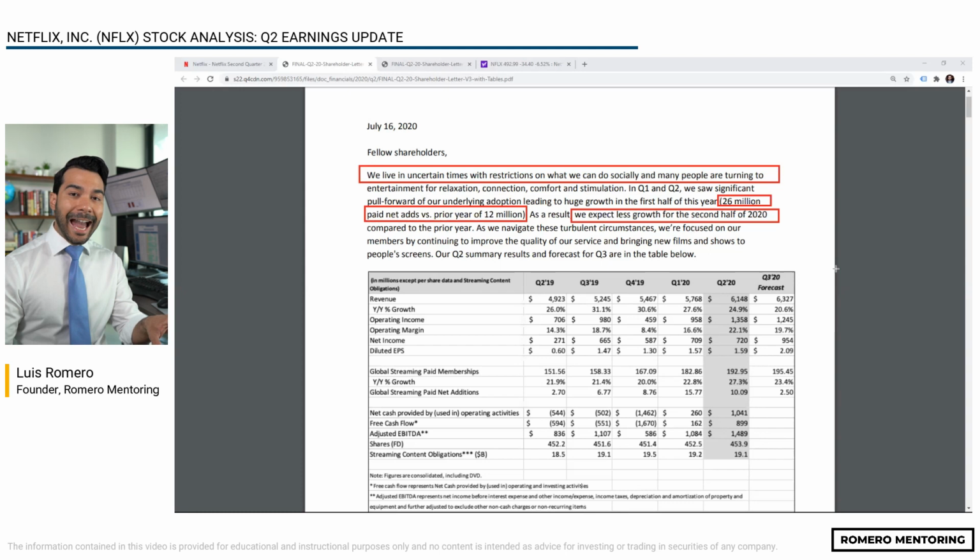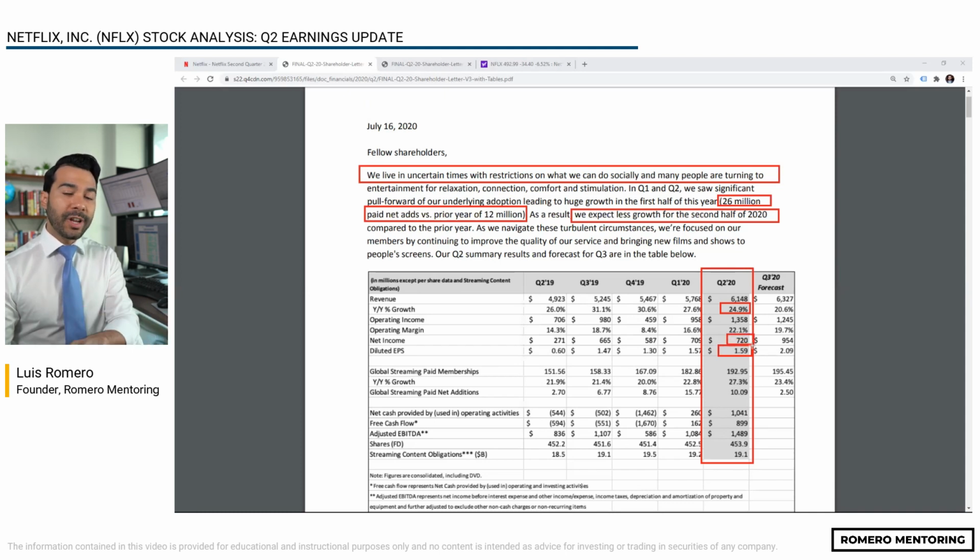But when we look at the actual results, here's what they reported in Q2, right? They're nice enough to highlight it and give it to us. Year-over-year revenue growth, 24.9%, okay. You can see here their earnings per share, $1.59, net income $720 million. And we're going to be able to compare this with what the street was anticipating once we dive into our model. So let's see what else.